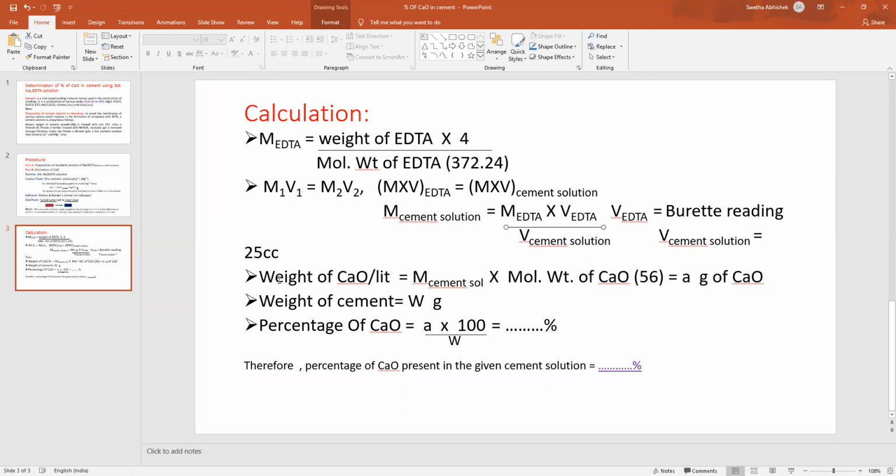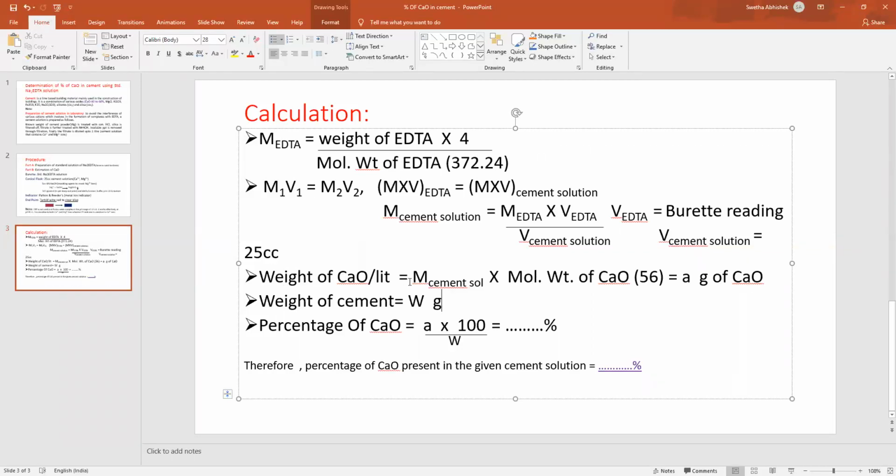Okay. And by knowing the molarity of cement solution, calculate what is the weight of calcium oxide. So you need to find out the weight of calcium oxide per liter of cement solution. The simple formula: molarity of cement solution into molecular weight of calcium oxide, that is 56. By this calculation, you are going to get some A gram of calcium oxide. Okay. And remember here, you need not find the weight of calcium oxide in ppm.